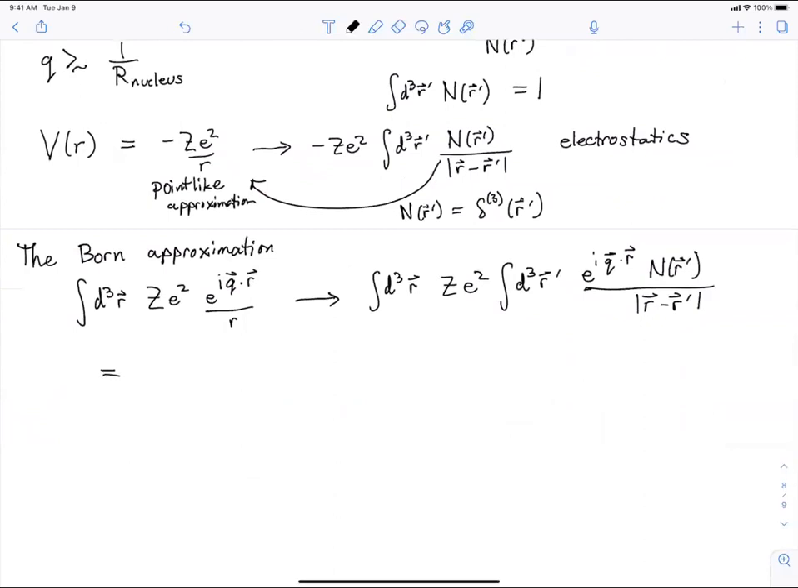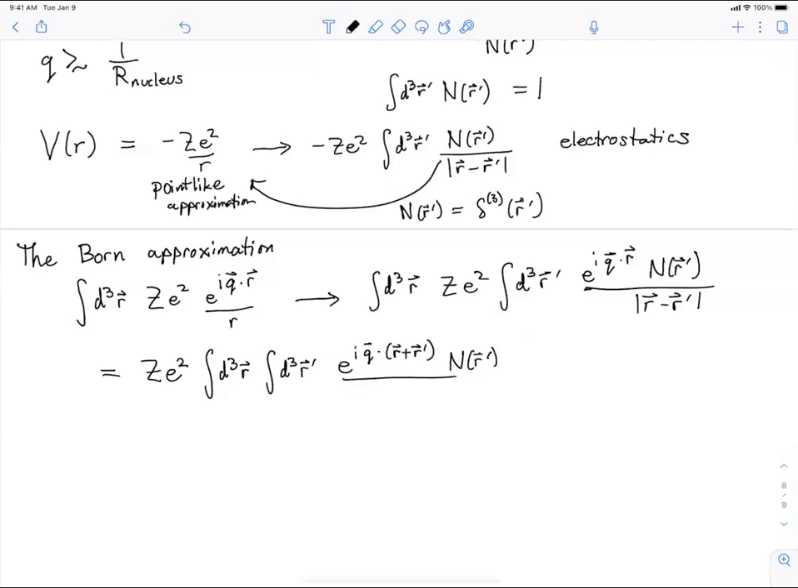And now we're going to do a trick. First of all, I can pull out the constant, ze squared. And then I've got my two integrals to do. Let me write down the answer and then I'll explain what the trick was. So I'm going to write e to the I q dot r, but into r plus r prime. Okay, and then I still have my factor of n of r prime, but now I'm going to divide by the magnitude of r instead of the magnitude of r minus r prime. So what did I do there? All I did is I shifted my integration variable.